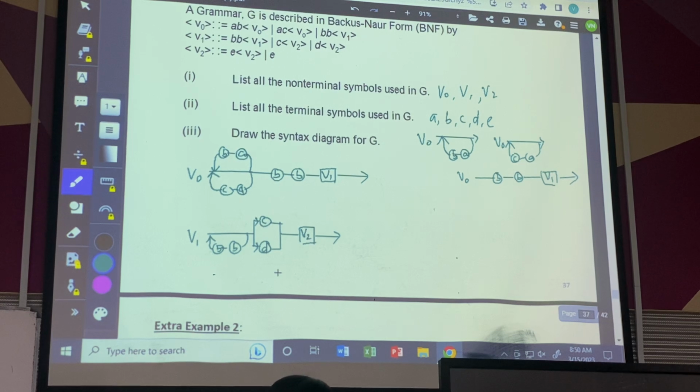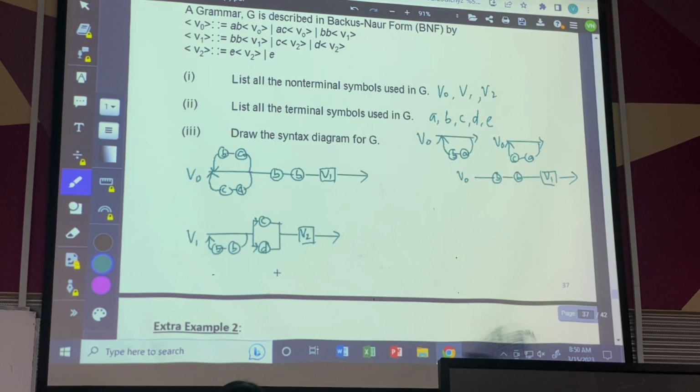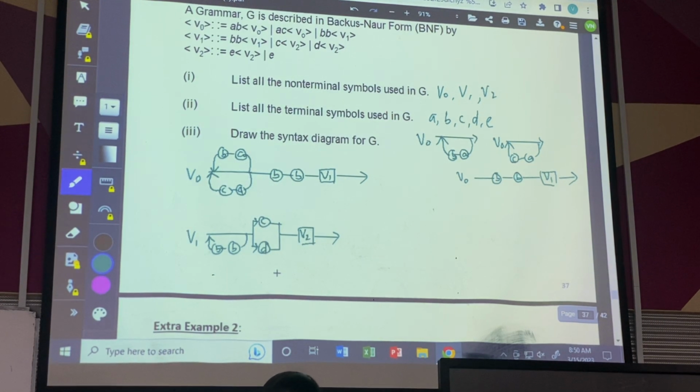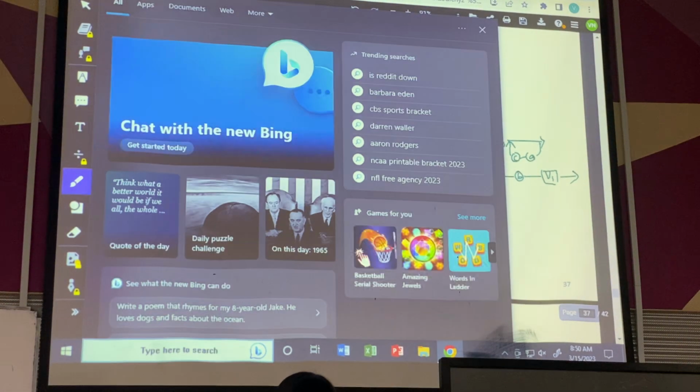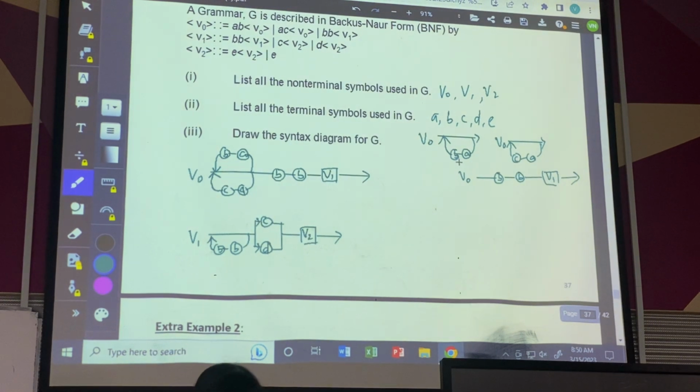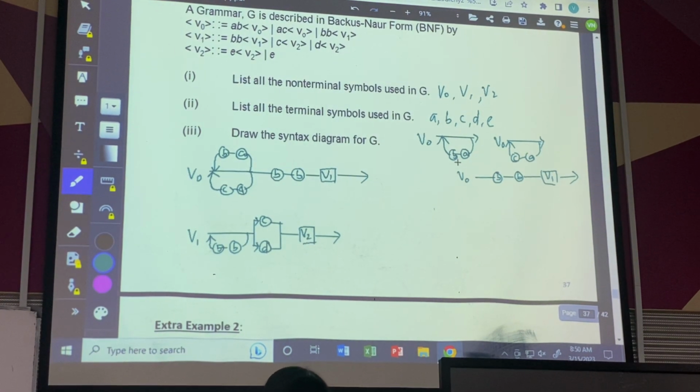So the syntax, do you remember the syntax diagram? We need to draw the non-terminal also. So the V1 and V2, you need to show it in your diagram. And the last one, the V2.